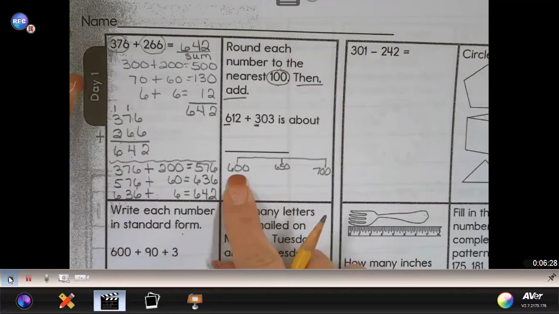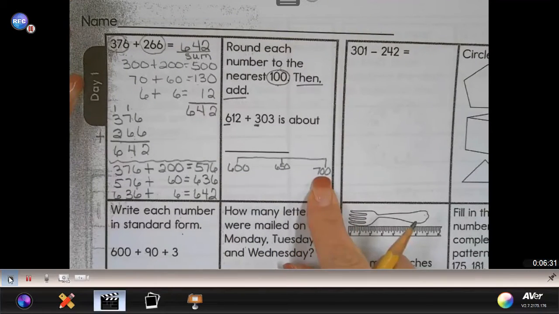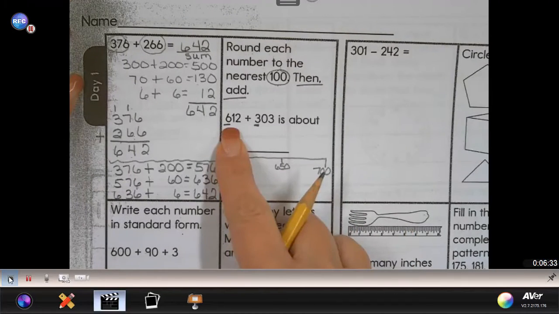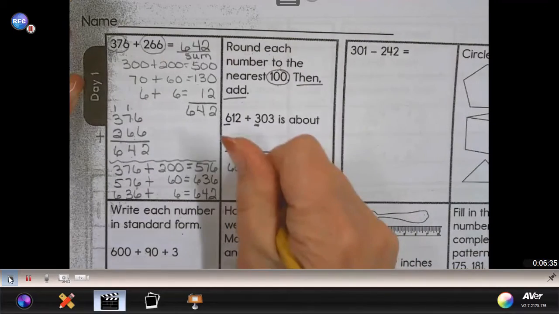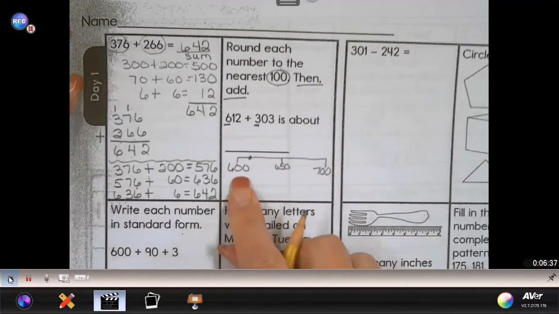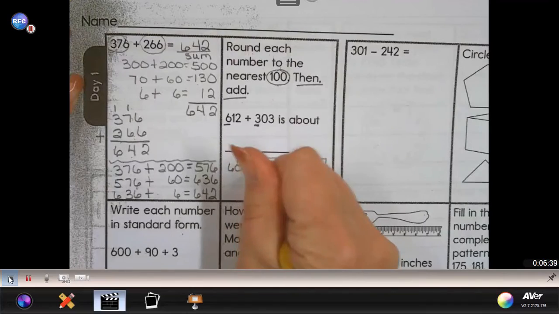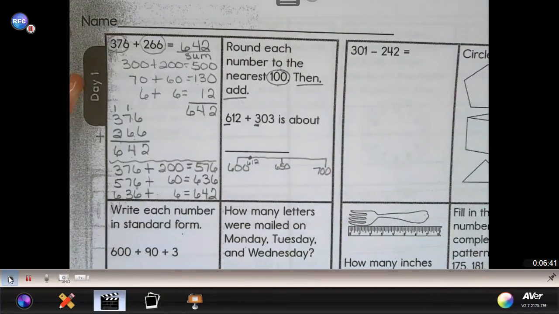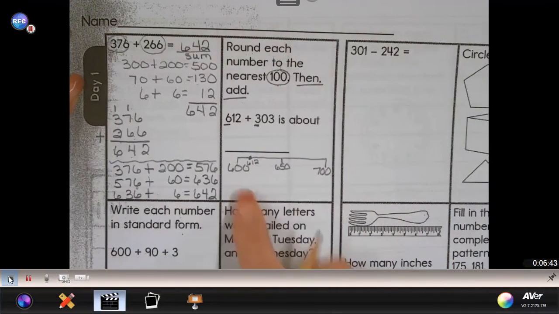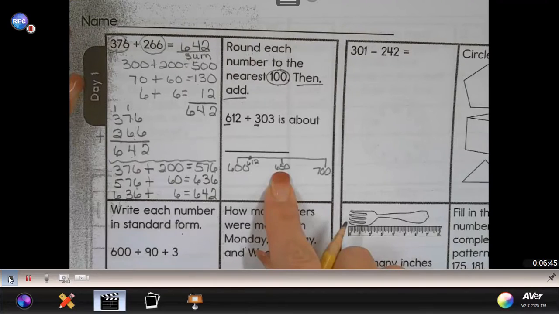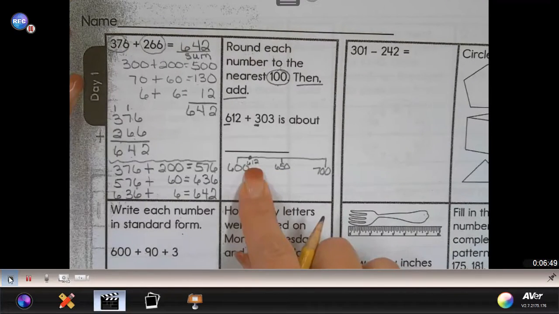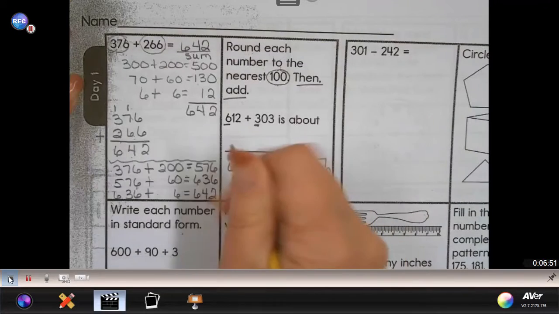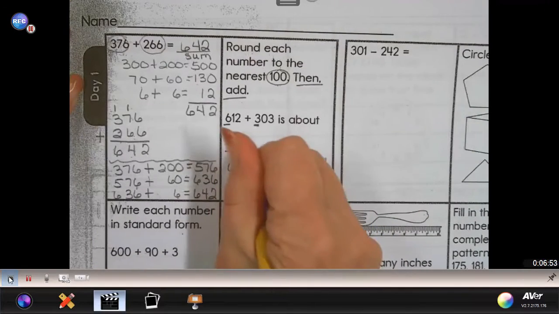So we have 600 and 700, which is where 612 is between. 612 is going to be right around here, possibly. And we know that when we have a number that is less than 650, 612 is going to round to 600. So 600 is our nearest 100 for 612.